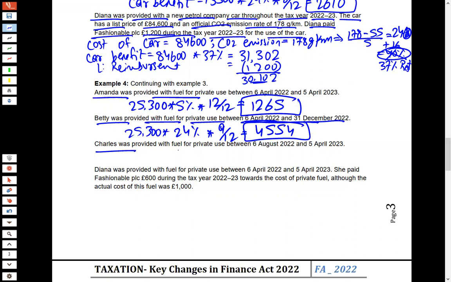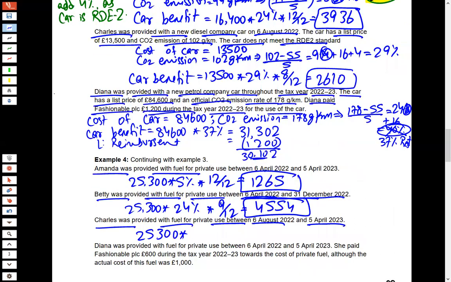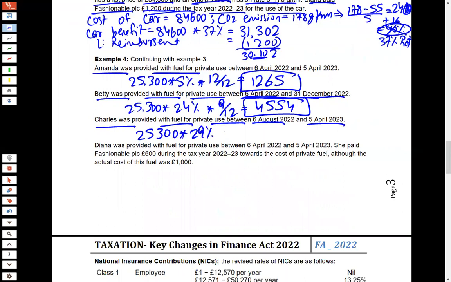Then Charles was provided with fuel for private use between 6th August 22 and 5th April 23. So again, for Charles it is 8 months. So 25,300 multiplied by the CO2 emission percentage of Charles, 29%, multiplied by 8 upon 12. So for 8 months, the benefit amount is 4891.